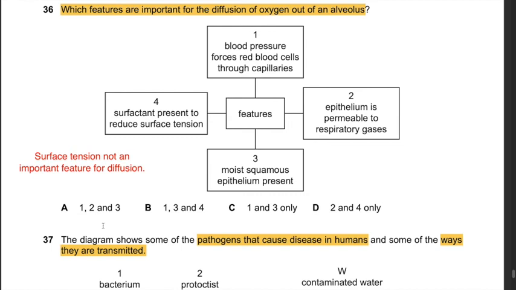2 and 3 are very important features for the diffusion of oxygen out of an alveolus. Hence, the answer which has both 2 and 3 is only A. Therefore, A is the correct choice.